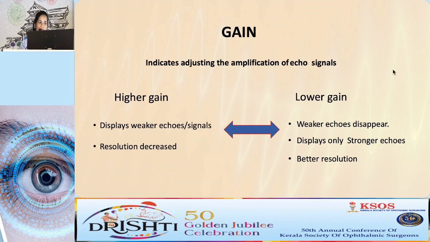The next principle is the gain. It indicates adjusting the amplification of the echo signals. The higher the gain, the weaker echoes will be seen, but the resolution will be poor. The lower the gain, the weaker echoes disappear and only the stronger echoes appear. So it's better to start at a lower gain, and if you have any doubt whether the lesion is pathological, go to a higher gain.